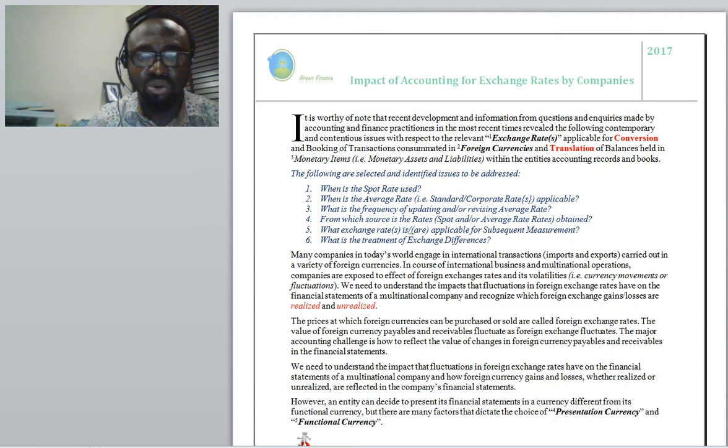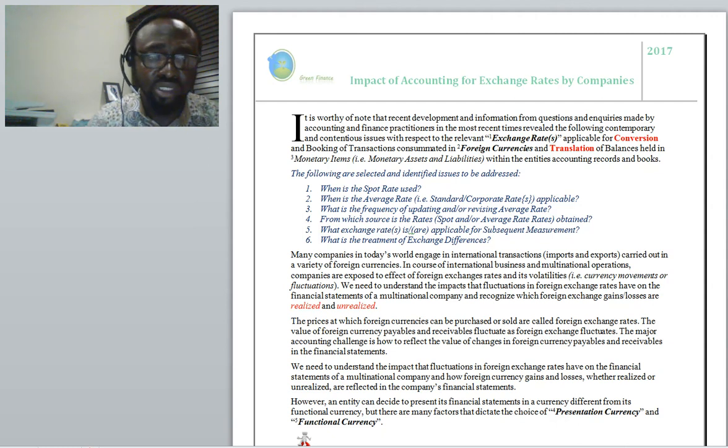Furthermore, we'll discuss what exchange rate is applicable for subsequent measurements. Especially this affects monetary assets and liabilities, which we are going to discuss later. At what rate are they translated at different points in time, and especially as at the reporting dates. Further, and finally, we'll also be looking at what treatment should be given to exchange differences. We'll find out that exchange differences are differences that arise as a result of movement in exchange rate between a transaction date and a reporting date, or probably between a transaction date and the settlement date. And all of this will be discussed.